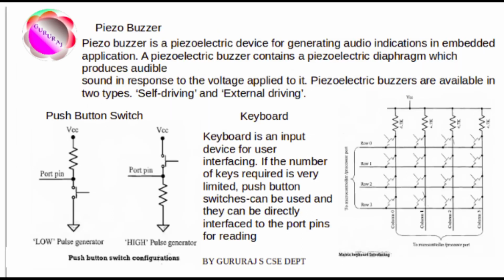Next I/O subsystem is piezo buzzer. It is a piezoelectric device for generating audio indication in embedded system applications. A piezoelectric buzzer contains a piezoelectric diaphragm which produces audible sound in response to the voltage applied to it. Piezoelectric buzzers are available in two types, self-driving and external driving. The self-driving circuit contains all the necessary components to generate sound at a predefined tone. It will generate a tone on applying voltage. An external driving piezo buzzer supports the generation of different tones. The tone can be varied by applying a variable pulse train to the piezoelectric buzzer.